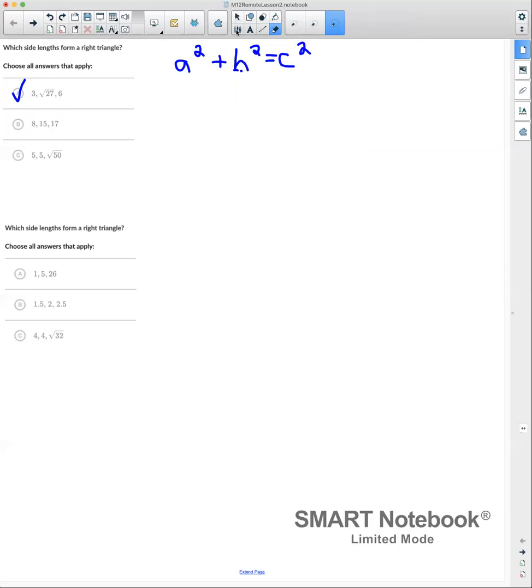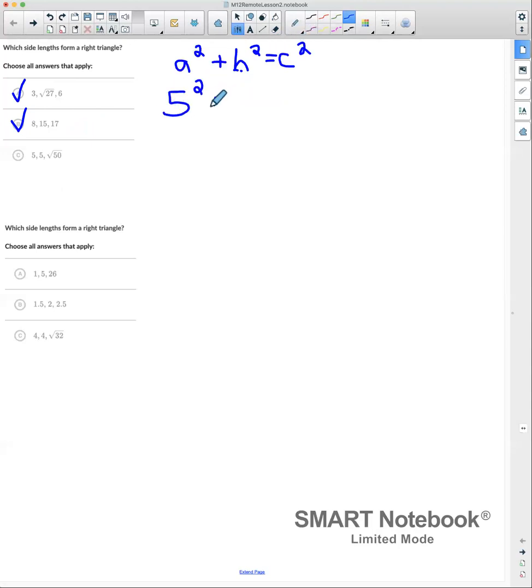8, 15, and 17. I know from the Pythagorean triples that 8, 15, and 17 is in fact one of the Pythagorean triples, so that is also correct. If you don't know your Pythagorean triples, you just have to plug it into the formula. I already know it, so I can save some time. And now let's try a third one.